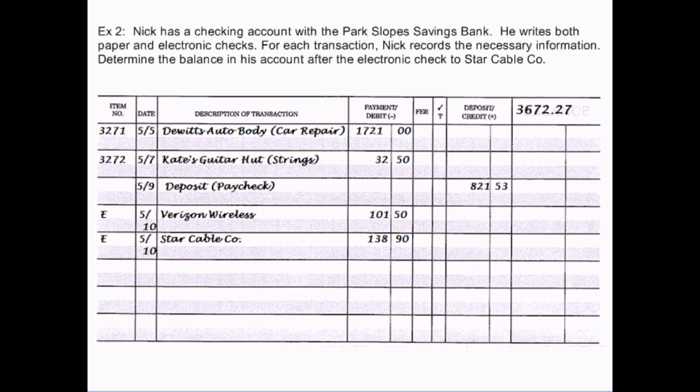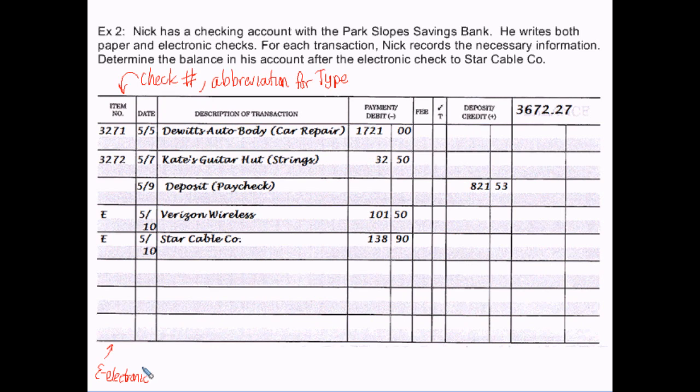As for your item number, in this column is where you put the check number if you're writing a check. That's really important to keep track of because you want to know which check you wrote to which company or person. If not the check number, then you can put an abbreviation for the type. In this case, this is an E. Oh, I can't write there. E for electronic.